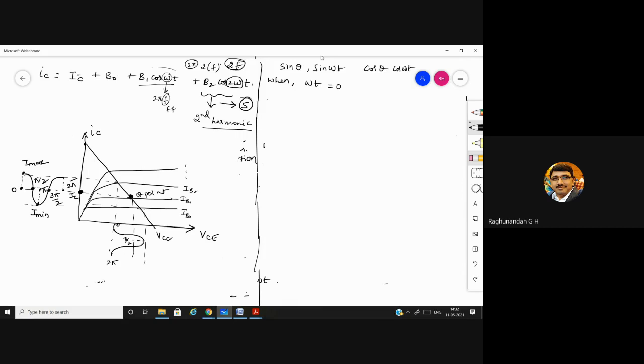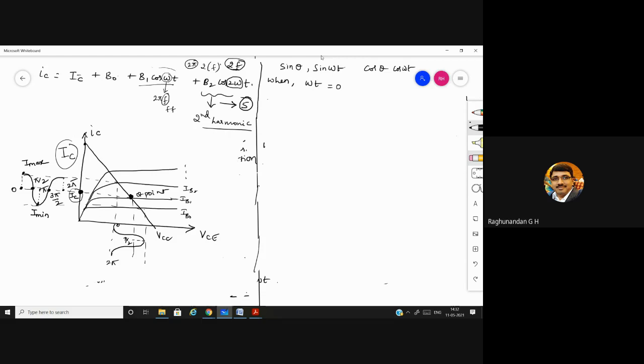So at this point, whatever current we are marking is our DC signal. That's why I have written capital IC. But overall we are plotting by considering the instantaneous current, so small i, capital C, and vCE are considered.